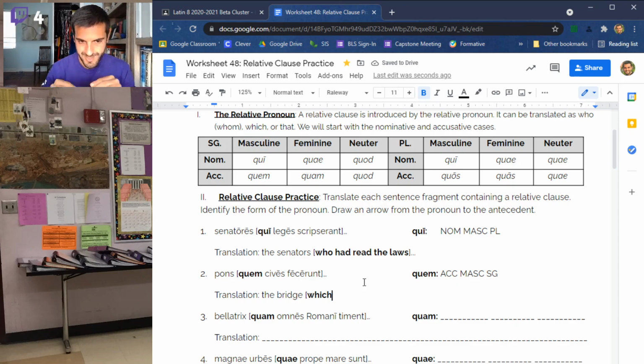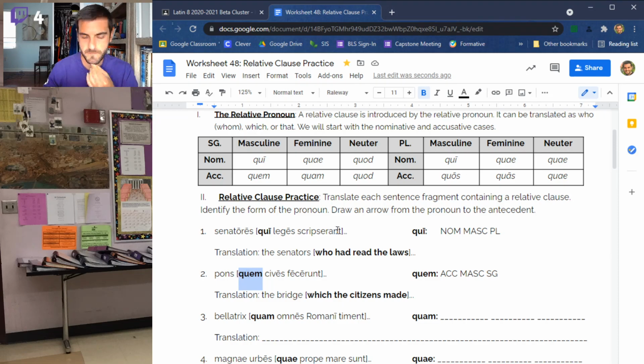cives, right? That's my nominative subject. That's the subject of fecerunt. Cives being citizens. So the bridge which the citizens made or built would be fine. The bridge which the citizens made. Right? Quem is accusative because the citizens made the bridge. It's the thing they made. So it's the direct object.